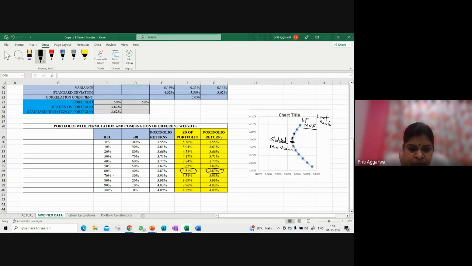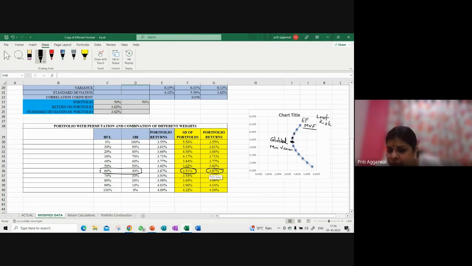So the portfolio with 60-40% in HUL and SBI respectively is the point, or this is the portfolio which will have the minimum variance, the global minimum variance. So out of the minimum variance frontier, this is the minimum variance, but it will be at lesser returns also. The returns will also be low.